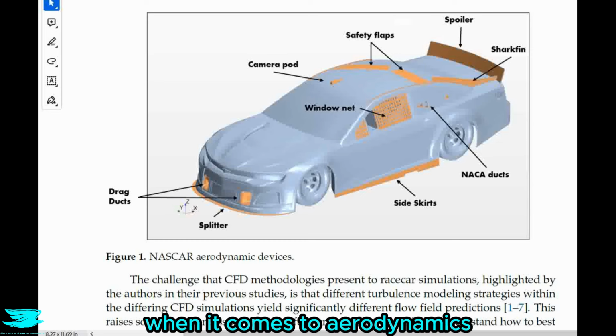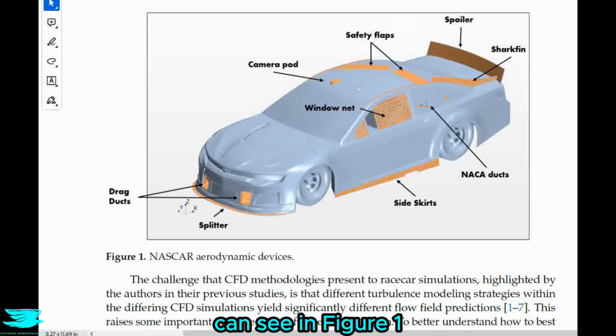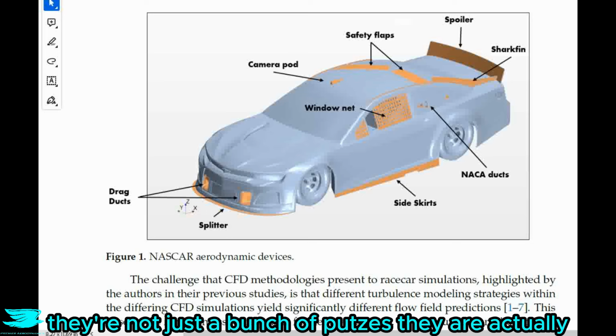When it comes to aerodynamics, NASCARs are some of the most underrated objects. They might look simple, but there are so many minor aerodynamic features that make huge differences to the car's performance, as you can see in figure 1 with all these little things here. And actually, the aerodynamicists in NASCAR are very underrated too. They're not just a bunch of putzes, they're actually really good.